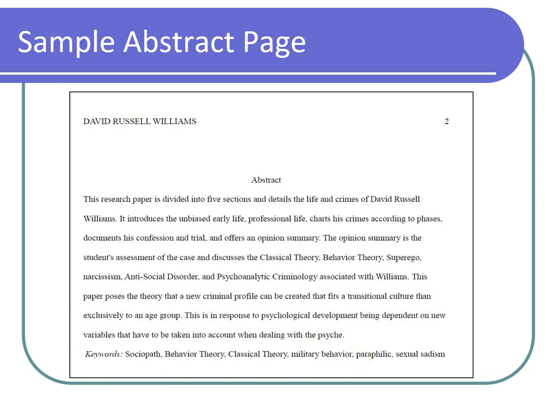So maybe it's something that I want to read. So here it talks about this research paper is divided into 5 sections, details the life and crimes of David Russell Williams. And she kind of goes on and talks about that information. So again, only a paragraph.